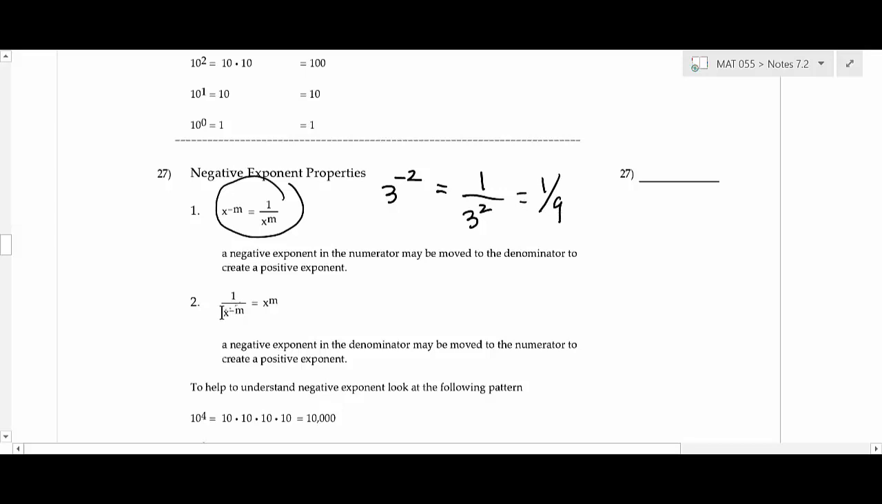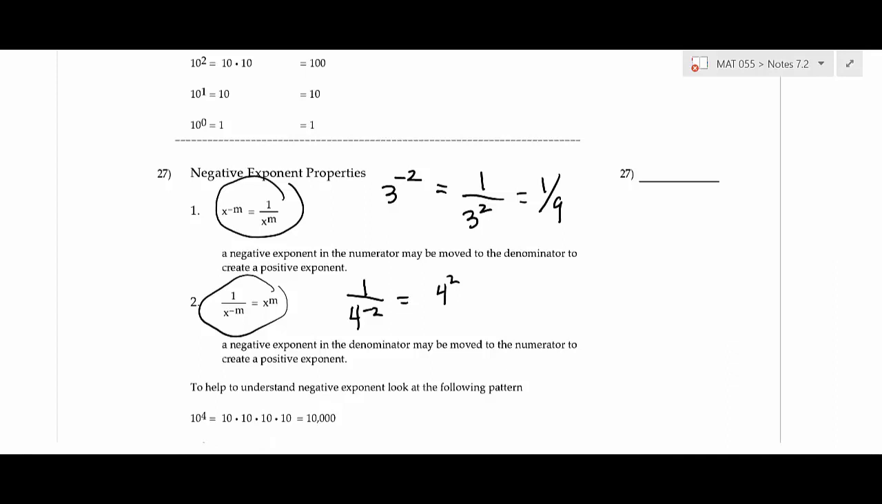Okay? If your negative exponent started in the bottom, write this example down. If you had 1 over 4 to the negative 2, that is the same thing as 4 to the 2nd. What happens is if you take a negative exponent and move that to the bottom, that exponent sign changes. If you take that and move that to the top, its sign changes like that.